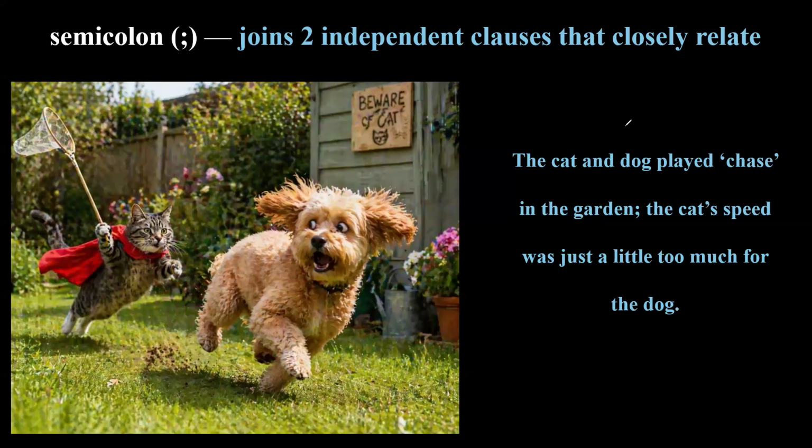But they're kind of like two sentences because the first one says, the cat and dog played chase in the garden. That makes sense all by itself. And the cat's speed was just a little too much for the dog. That makes sense all by itself. So it does appear like there are two sentences, but because they're joined together using a semicolon, they are independent clauses. And they relate to each other. We've got the cat and dog playing chase, and the cat's speed was too much for the dog, so they relate to each other. That's when we use a semicolon, when the two clauses stand alone and make sense all by themselves, and they relate to each other.